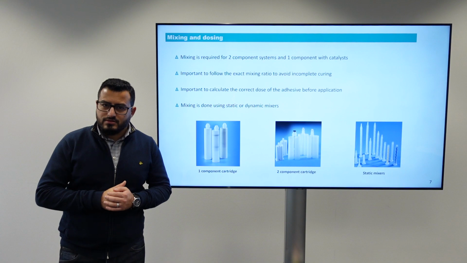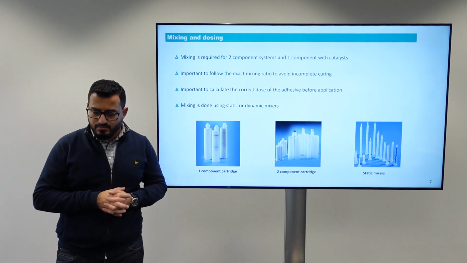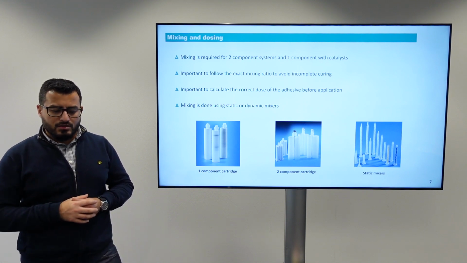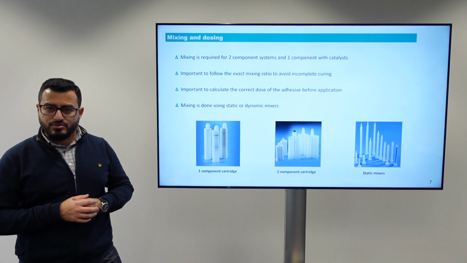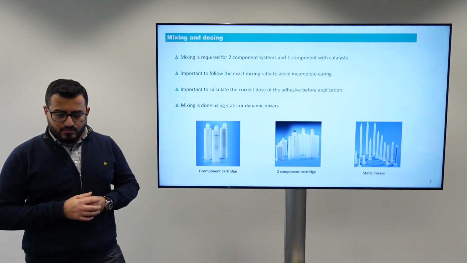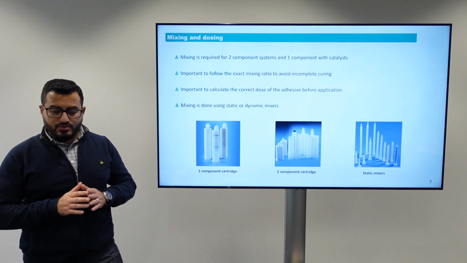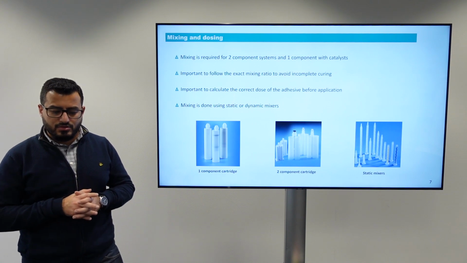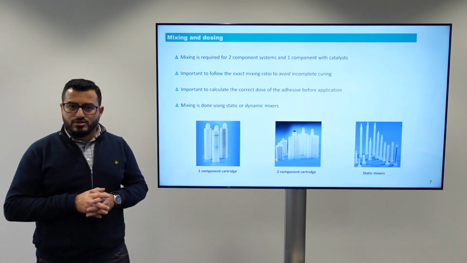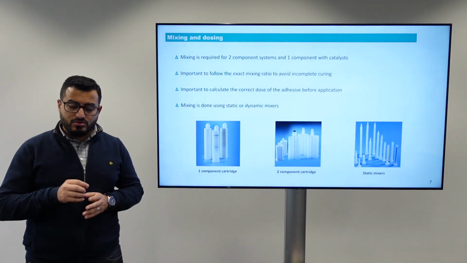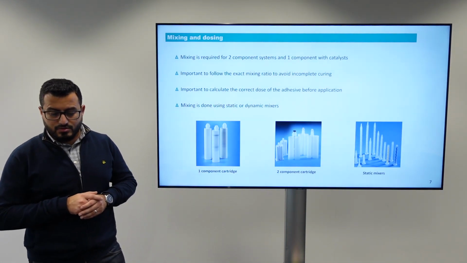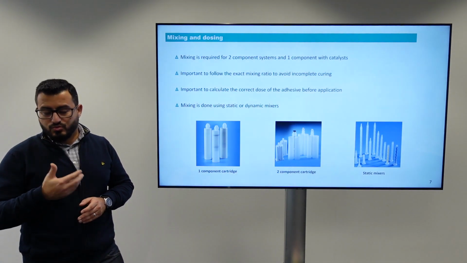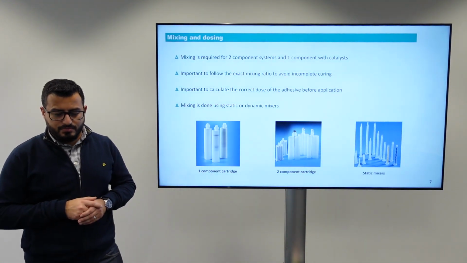Next step is the mixing and dosing of the adhesives. Mixing is actually required when you have two component systems or one component system with a catalyst, for example, like the polyurethanes with booster systems. Here it's important to follow the exact mixing ratio that is stated in the datasheet, otherwise you will end up with incomplete curing. And of course, it's important to calculate the correct dose of your adhesive before the application, so as also not to use or waste too much adhesive in the process.